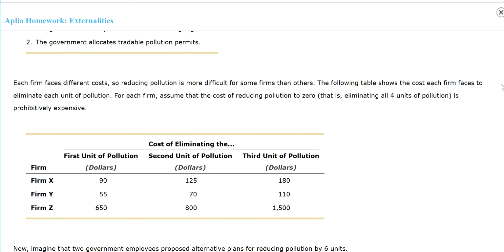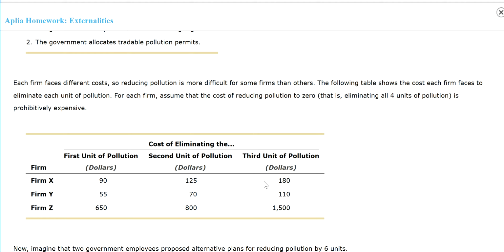Alright, so if each company produces 4 pollution, and then if X and Y need to sell their permit to company Z, that means X and Y both need to reduce their pollution by 3 units. So which means for company X, their pollution cost will increase by another $180, and then for company Y, their pollution cost increases by $110. So if the permit price is higher than the pollution cost increase, then for both company X and Y, it makes sense to sell their permit and then just pollute less.